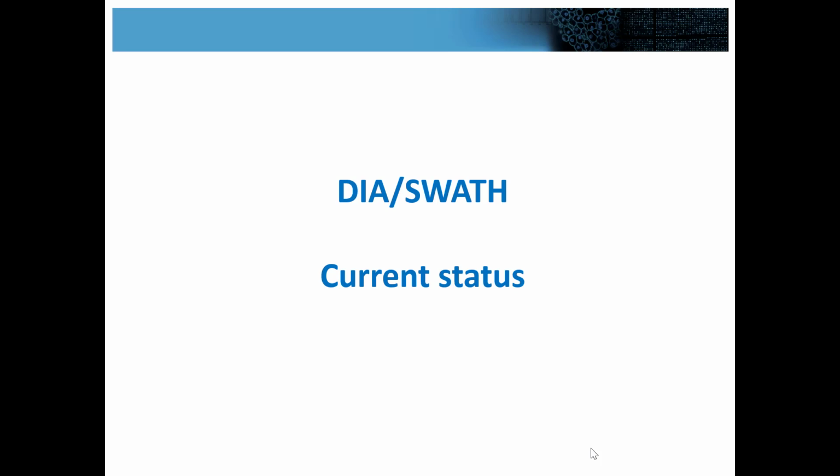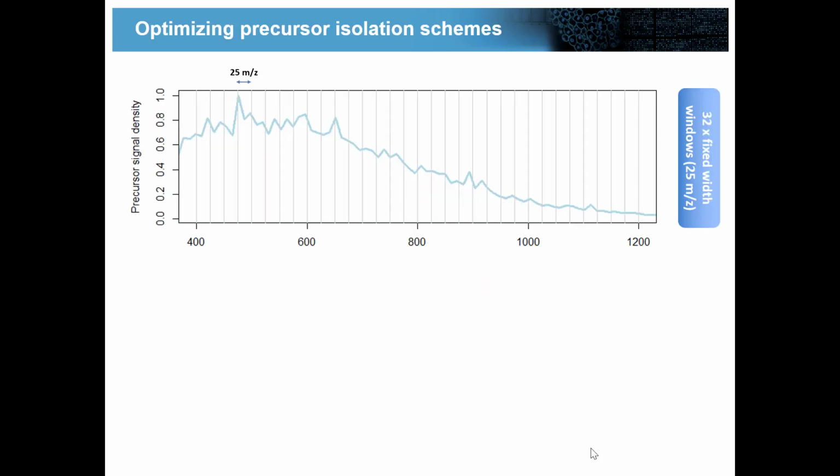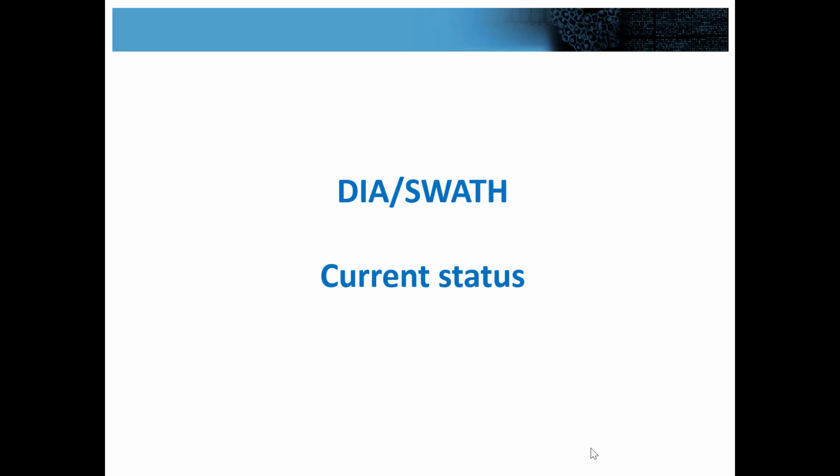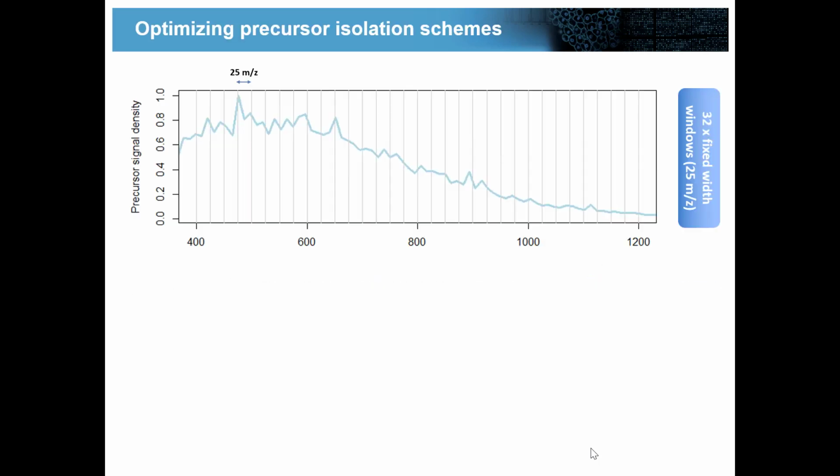So here I'm going to show a little bit of data. So current status. One thing I just want to mention is the precursor isolation window scheme that I described, which I'm depicting here again. So this is again 400 to 1200, and the window widths are 25 mass units each. And what's plotted here in this blue line is the density of peptide signals across the mass range. And you can see it's not necessarily even. So here in the lower part of the mass range, we have much more signal.